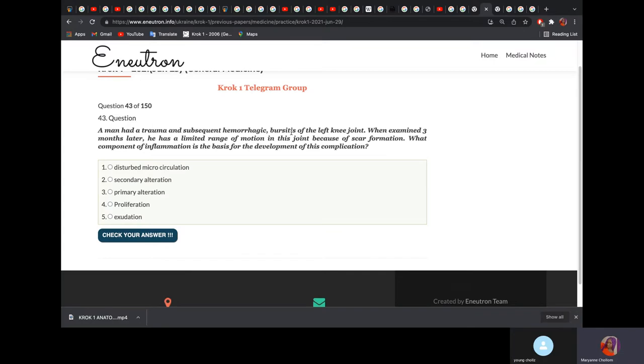A man has trauma and subsequent hemorrhagic bursitis of the left knee region. When examined 3 months later, he has a limited range of motion in the joint because of scar formation. What component of inflammation is the basis of development of this complication? So scar formation is what? Proliferation of what? Fibroblasts that secrete what? Collagen to form the scar. So it will be what? Proliferation.